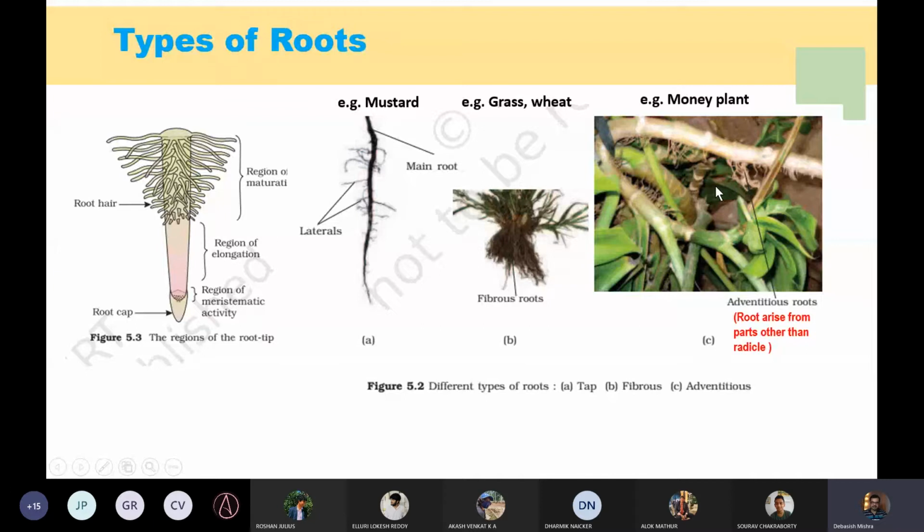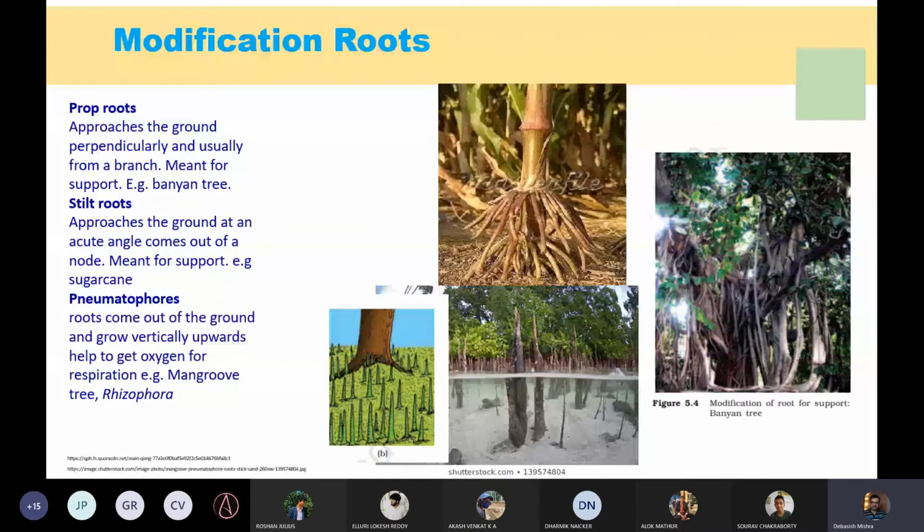This is an example of adventitious root which is growing from the stem of a money plant. You can see that. So adventitious roots can be of three types also. The roots which are growing from the stems could be called prop roots and stilt roots. Prop roots are growing perpendicular to the ground. Stilt roots can grow tilted to the ground.